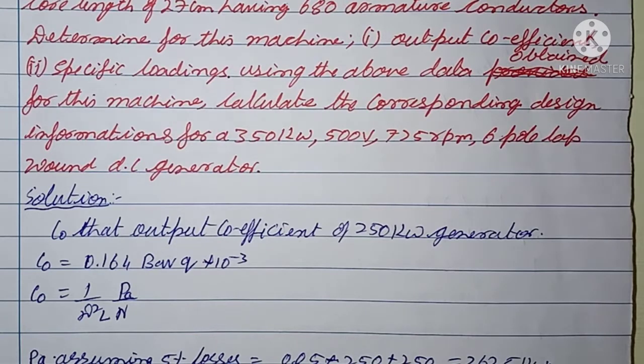For the output coefficient, one equation we have is 0.164 B_av q into 10 raised to minus 3. This equation will not be helpful for us because the specific loadings B_av and q are not available. So we'll go for the other equation, which is C0 equal to 1 by D square L into P by A. This is from the equation D square L equal to 1 by C0 into P_a by n. From that equation we are using this.